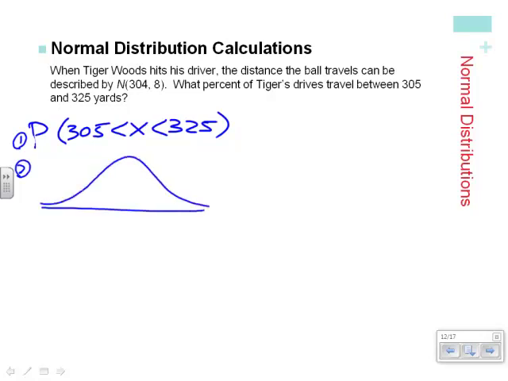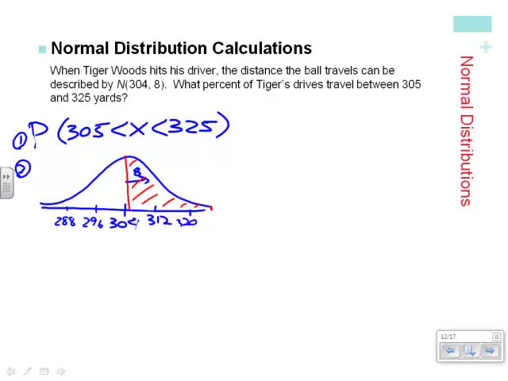Another beautifully drawn normal curve. Yours is very nice too. Okay, the center of this normal distribution is 304. Standard deviation is 8. So this is going to be 312, 320. And then going down, we're going to go to 296. If we go down another 8, we're going to be at 288, something like that. And what portion of the curve are we looking for? Between 305 and 325. Okay, I'm going to say 305 is about there, and 325 is about there. So there's the portion of the curve I'm looking for.